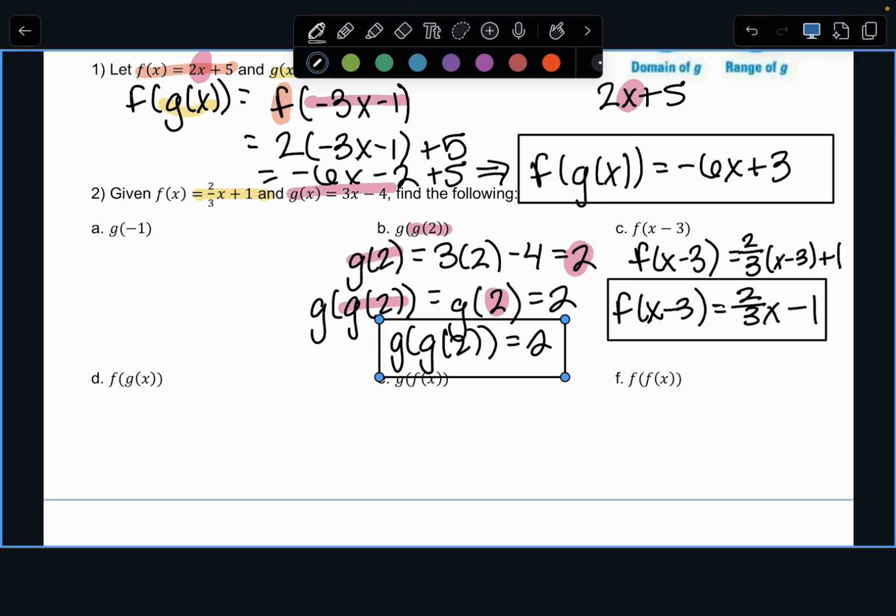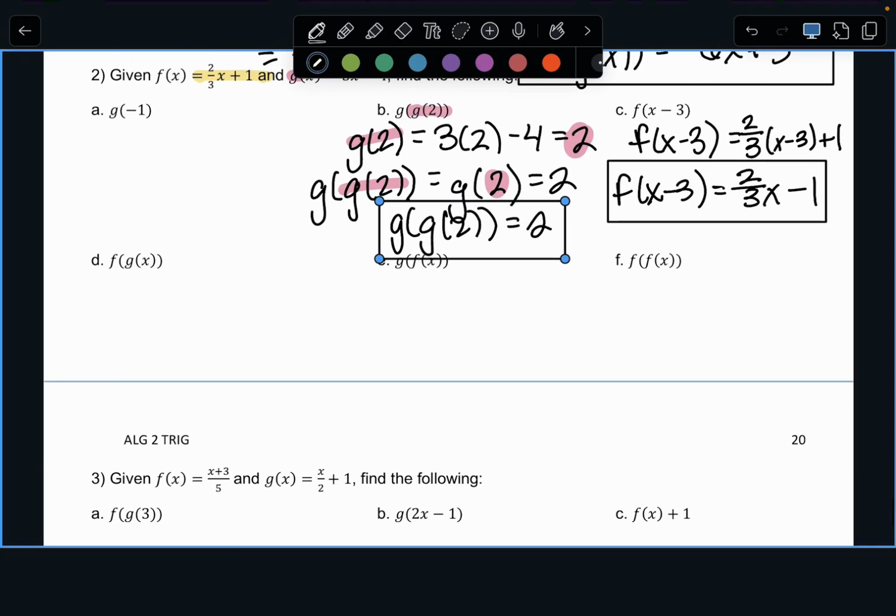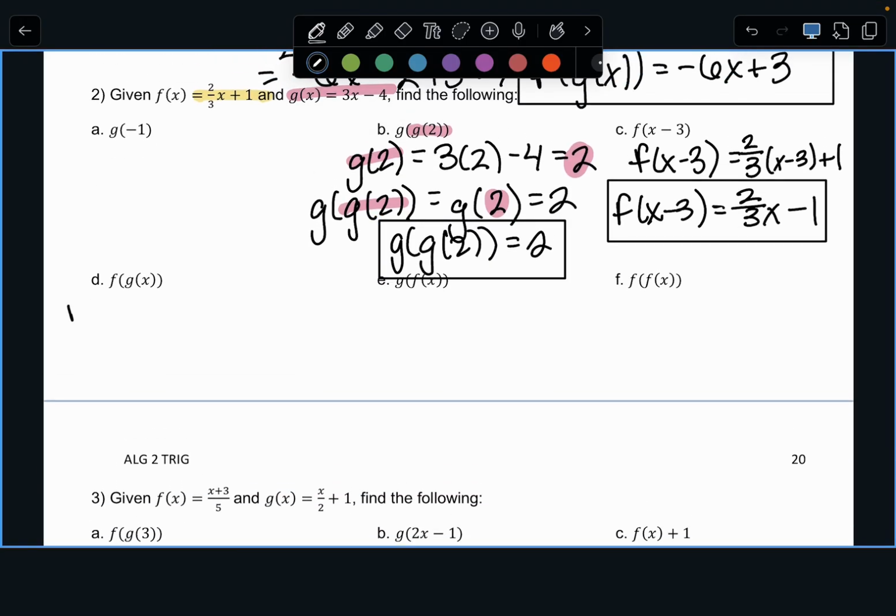This time, instead of it directly giving us the function we're plugging in, we have to plug in a function that's known. They just didn't write it out for us. So for part D, f of g of x, I'm going to replace what I know. Let's start on the inside. What is g of x? 3x minus 4. Okay, so I'm replacing g of x with 3x minus 4. That's all I did. I replaced g of x with what I was told it was equal to.